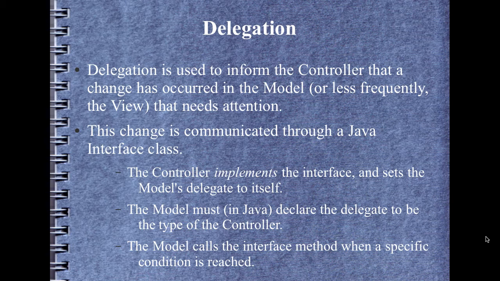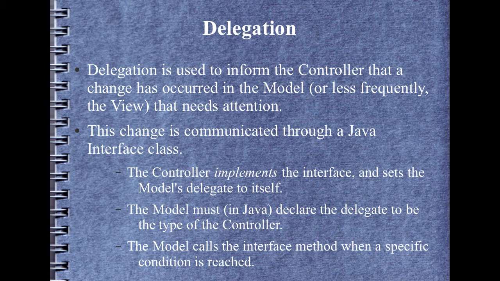So delegation, the idea is that something has happened in the model, or sometimes we use delegation between the view and the controller, but that's very rare. But something has happened in the model that needs attention. So this change, this event, is communicated through a Java interface. The controller implements the interface, the keyword implements and then the name of the interface, and it sets the model's delegate to itself. It sets the model's delegate, what the model's going to call, to this from the controller.